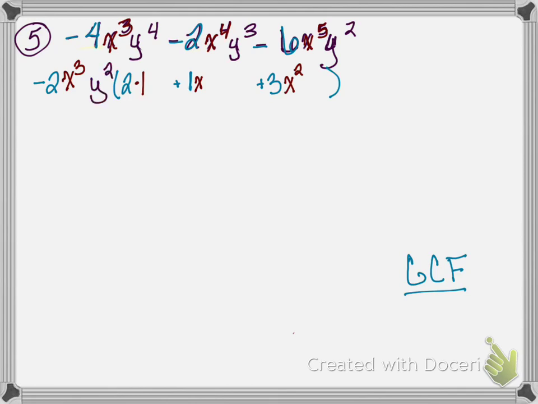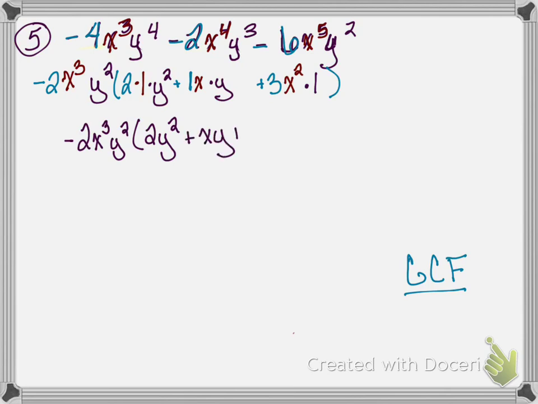Okay, so y squared times y squared gives me y to the fourth. Y squared times y gives me y to the third. Y squared times 1 gives me y squared. Okay, now I'm just going to write this all in the same color and multiply things out. So I've got negative 2x to the third y squared times 2y squared plus x times y plus 3x squared. Okay, and that is our final answer.